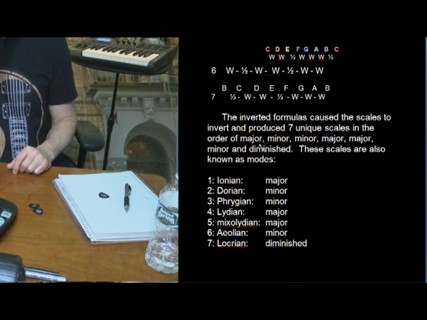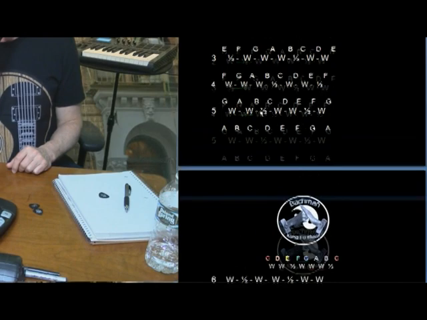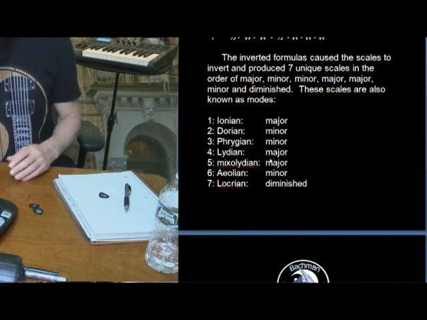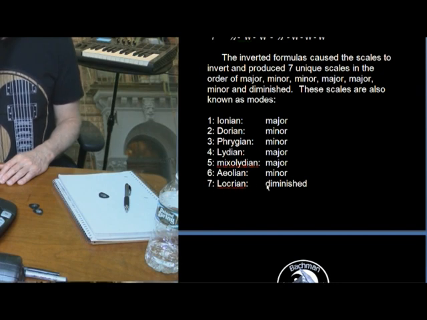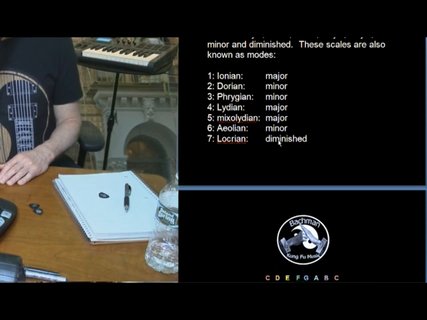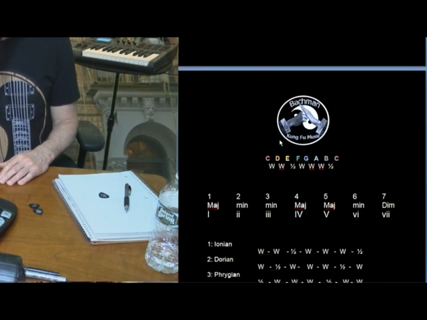And here it is, 7 unique scales: major, minor, minor, major, major, minor, and diminished. These inversions, these 7 inversions, are what the modes are. So the first mode is Ionian, second mode is Dorian, third Phrygian, fourth Lydian, fifth Mixolydian, sixth Aeolian, seventh Locrian. And these are their major and minor designations. So you have three major scales or chords, and you also have three minor chords or scales, and you have one diminished scale and chord, whether you're playing it harmonically or melodically.